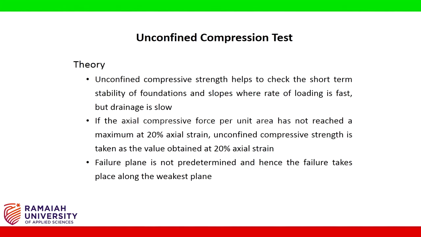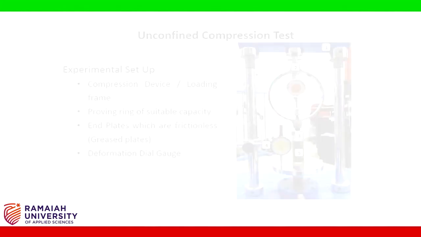drainage is slow. If the axial compressive force per unit area has not reached a maximum at 20% axial strain, unconfined compressive strength is taken as the value obtained at 20% axial strain. Failure plane is not predetermined and hence the failure takes place along the weakest plane.